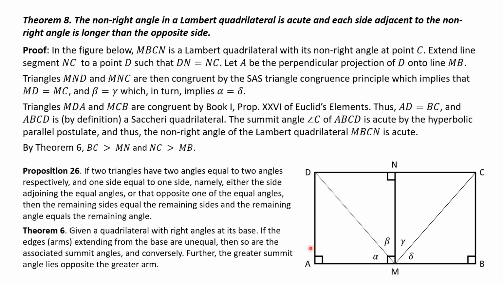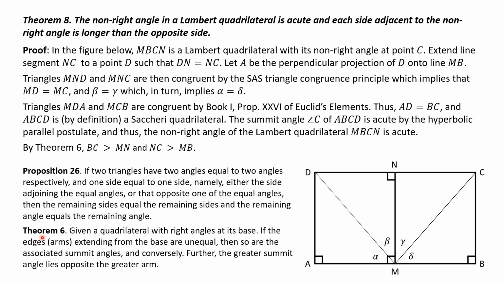But once we know that the arms are the same, and we have a right angle here and here, we know that ABCD is a Saccheri quadrilateral. And from the hyperbolic parallel postulate, we assume that the summit angles are acute. So we know that D is acute, which we don't care about, but we know that C is acute, and that's what we wanted to prove here, that this angle C is acute. So that's half of what we needed to prove.